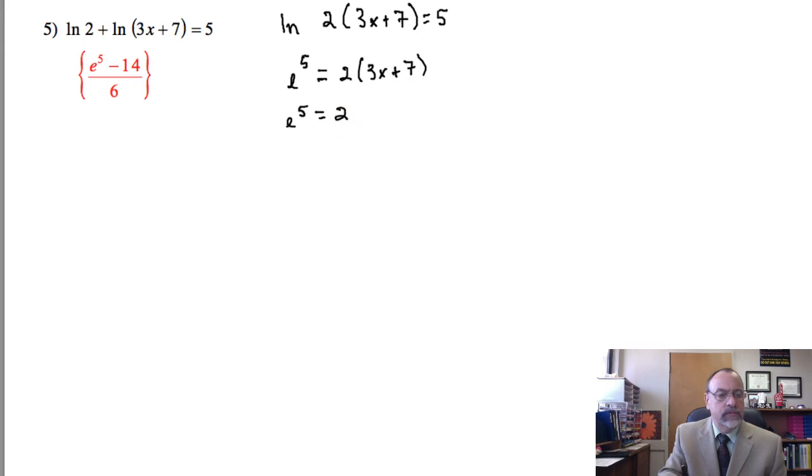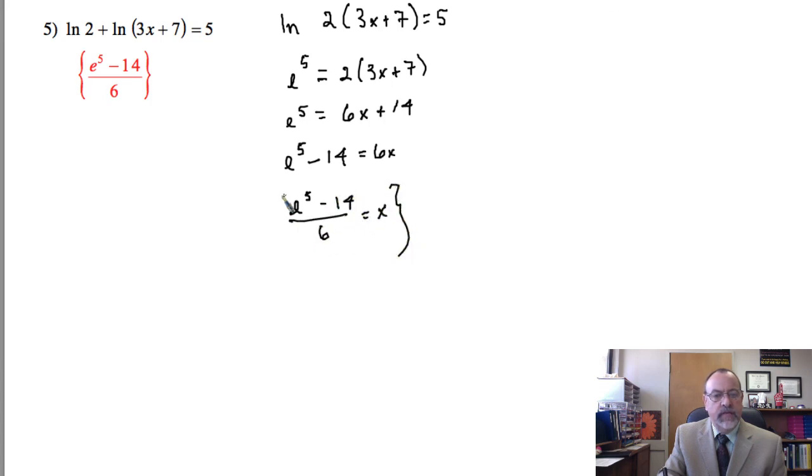Oh, because I need to get the x. So this is 6x plus 14. Then I'll subtract the 14 to get that term with the x in it by itself, and then I'll divide. So e to the 5th minus 14 over 6 will be my x value. And again, I have the answer here, but again, I would want to check that by determining what this is from a decimal equivalent standpoint and make sure that when I substitute it in, I don't get a negative value.